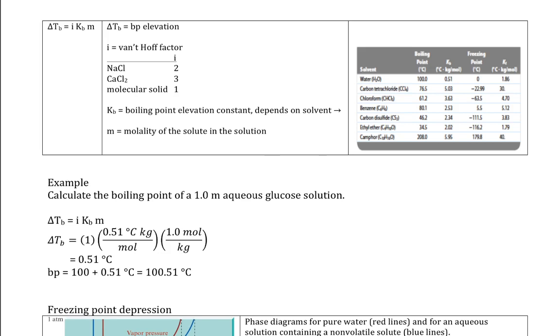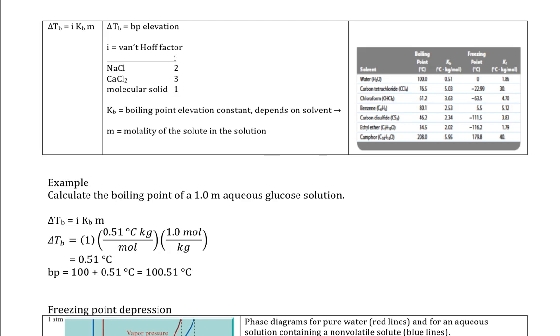K sub B is the boiling point elevation constant. It depends on the solvent. So we have in the table there, the second number column would represent the boiling point elevation constant for different solvents, for water and so forth. M is the molality of the solute in the solution.